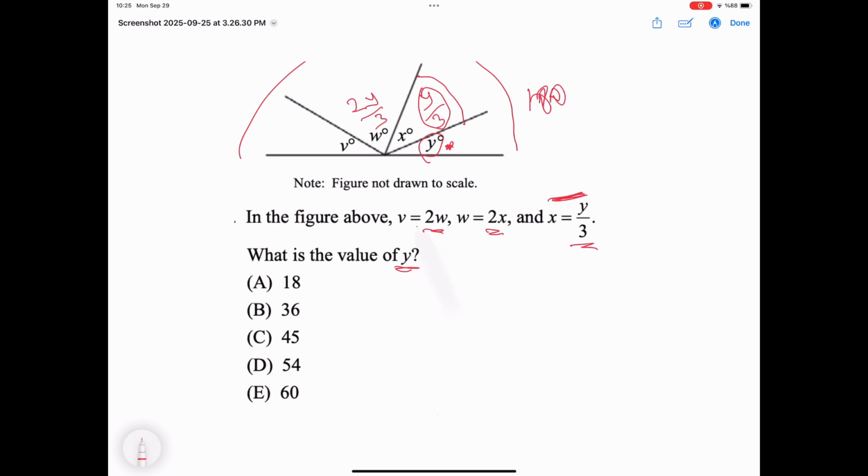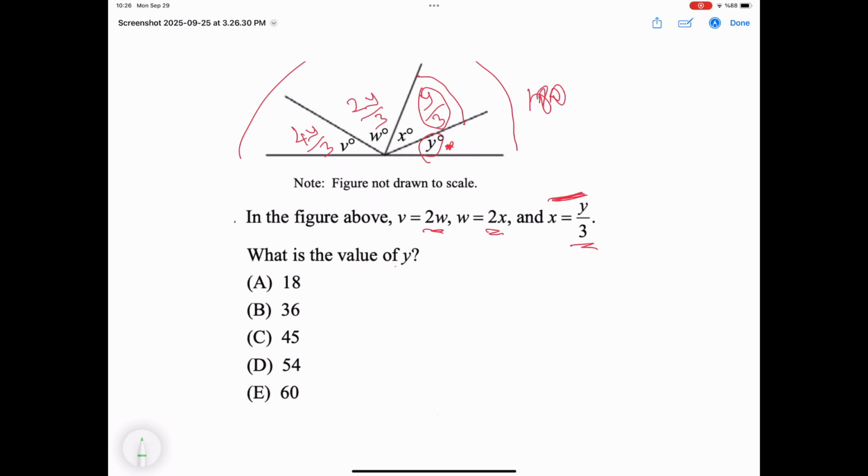And finally, v is 2w. And what is 1w? 1w is 2y over 3, then 2w, which is v, is 4y over 3. So this part then should be 4y over 3. Then let's delete this part and make some calculations. So overall we have y over 3, 2y over 3, and 4y over 3.